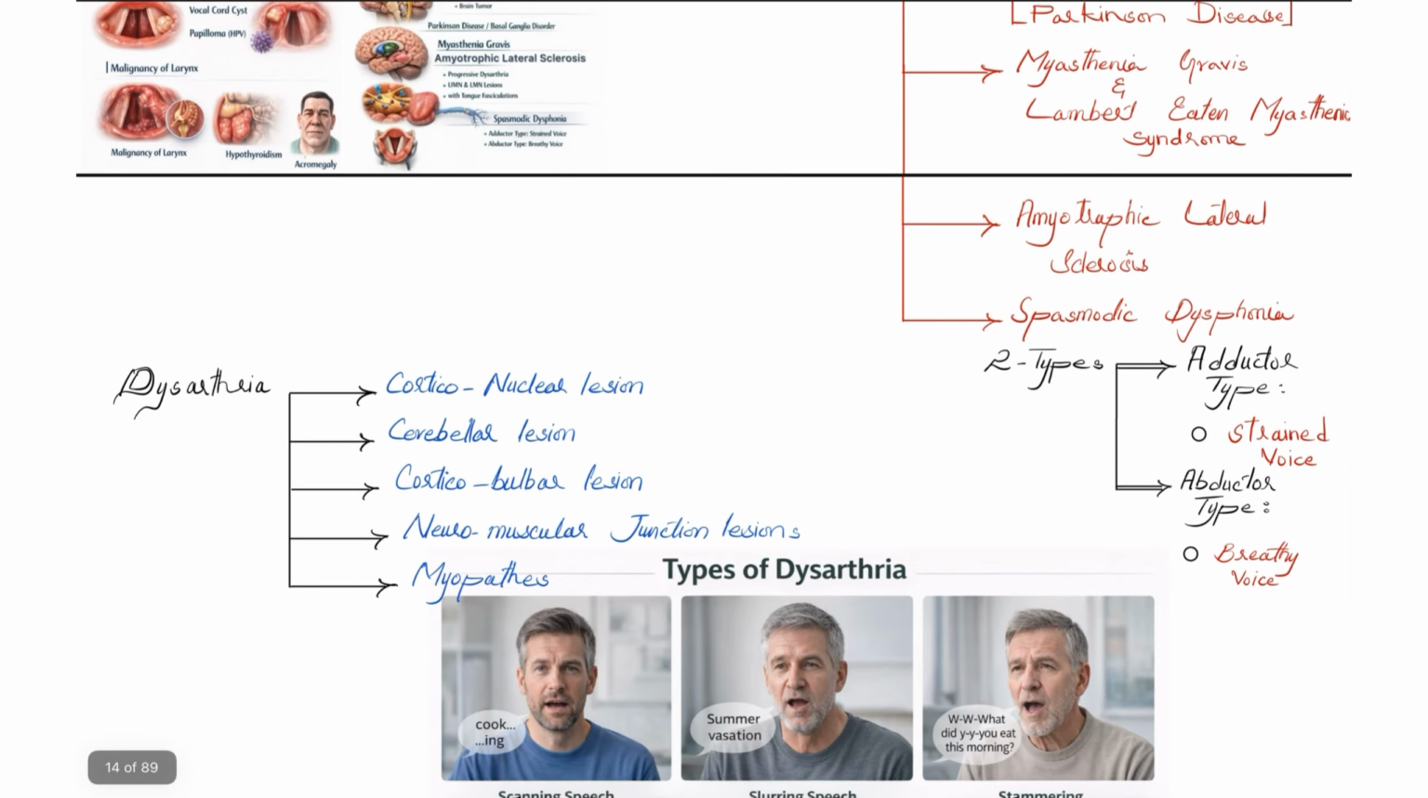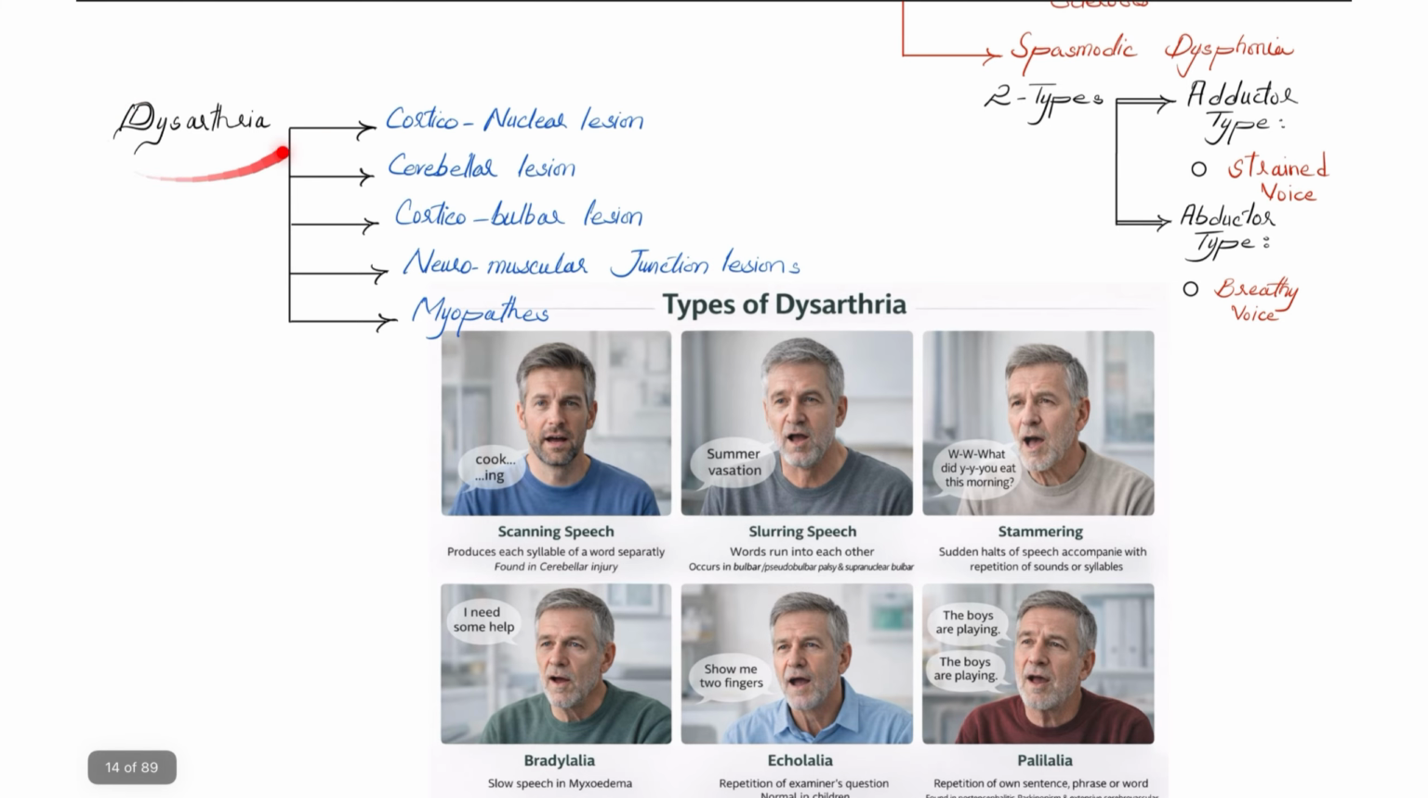So now what are the etiologies of dysarthria? It means sound modification is impaired due to damage in organs of articulation like lips, tongue, soft palate. So dysarthria is caused by corticonuclear lesion, cerebellar lesion, corticobulbar lesion, neuromuscular junction lesion like myasthenia gravis and Lambert-Eaton myasthenic syndrome, and amyotrophic lateral sclerosis, and we will discuss them in detail in our CNS module.